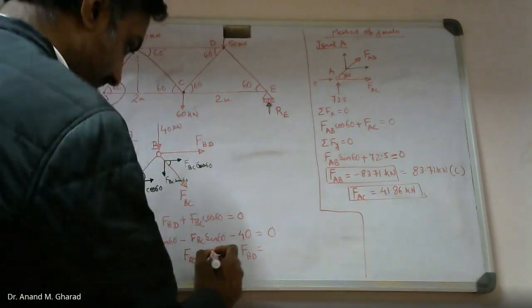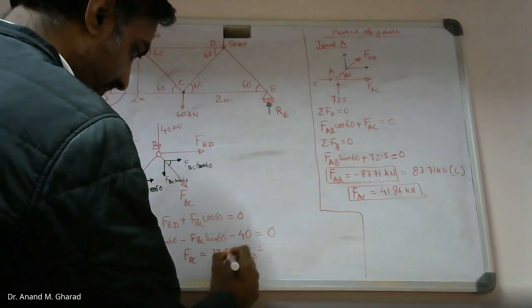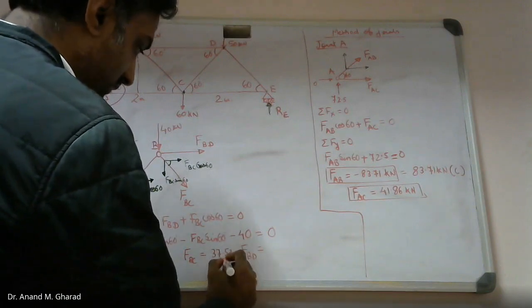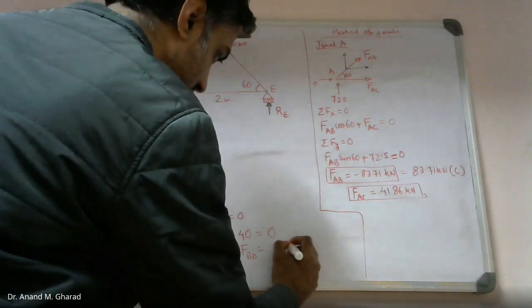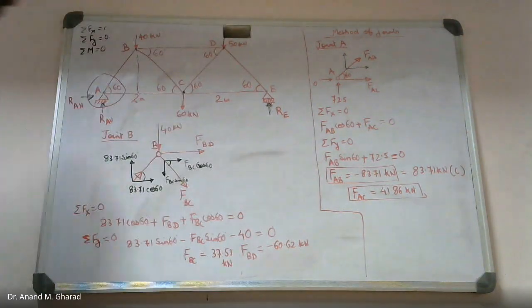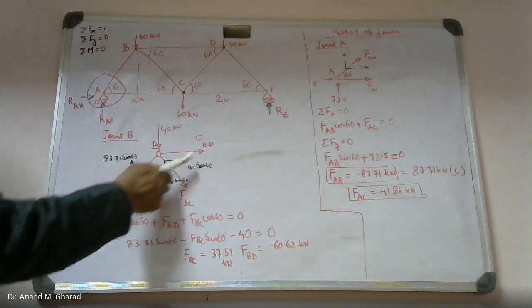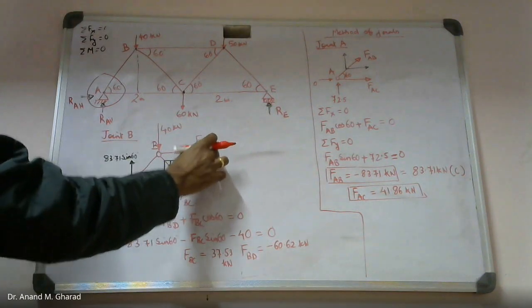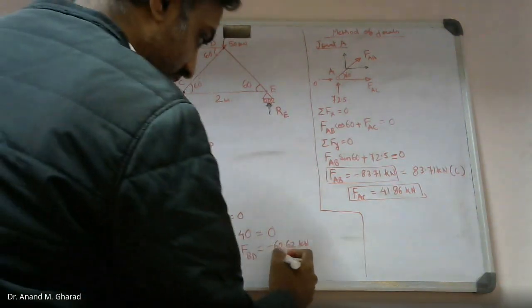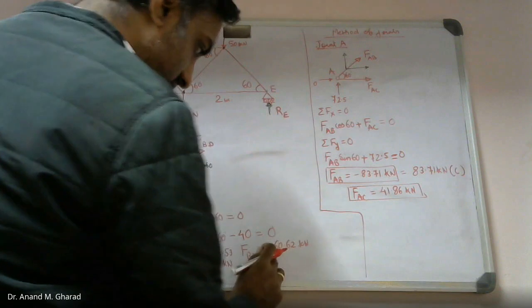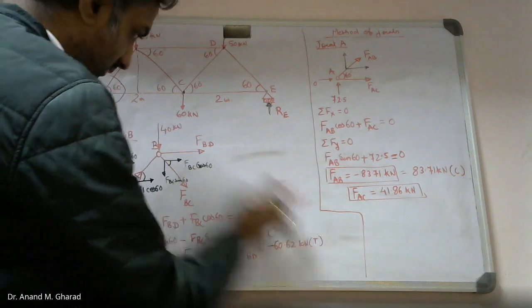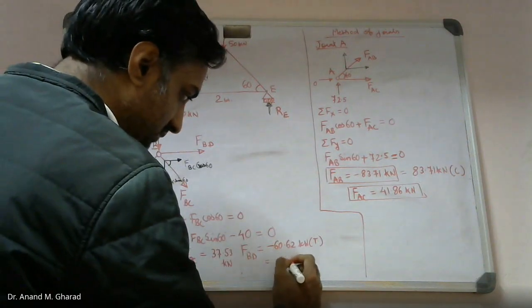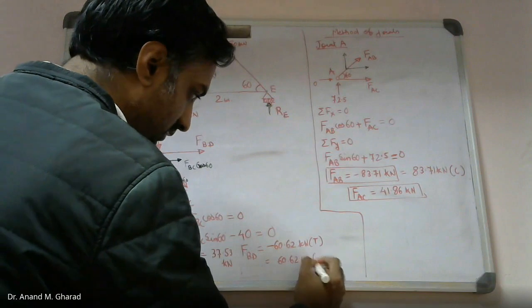37.53 kilonewton, okay. And BD is negative 60.62 kilonewton. Okay. That means BD, whatever we have considered, it is not tension, it is compression. So over here, this negative sign is representing that it is not tension, or we can say 60.62 kilonewton compression.